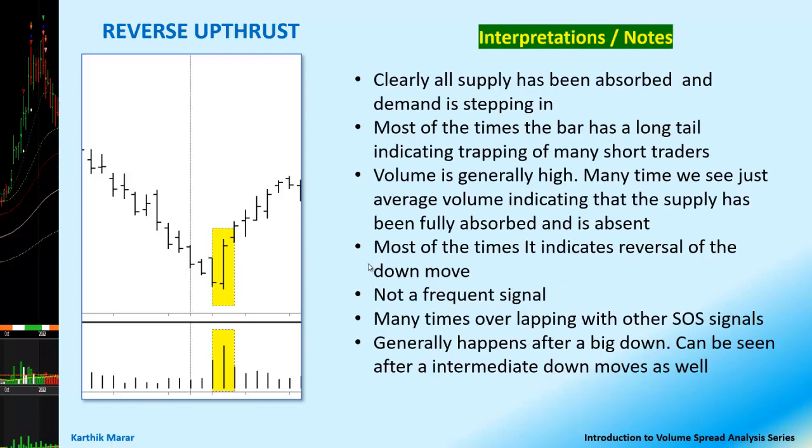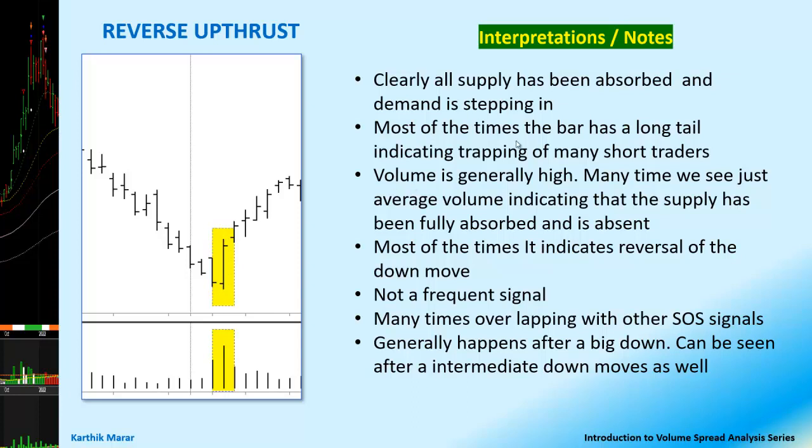Now let us see the interpretation of this reverse upthrust bar. Obviously, it was in a down move and all the supply has been withdrawn, so the demand is stepping in to take the prices up here. As you can see here, we have a down bar closing at the low, indicating weakness. But the next bar, you can see a widespread up bar. So obviously all the supply has been absorbed here and the demand has stepped in to take it up.